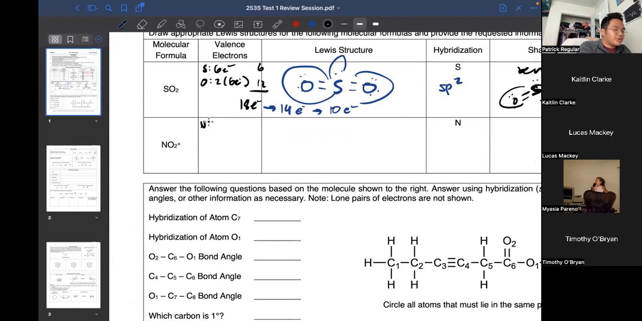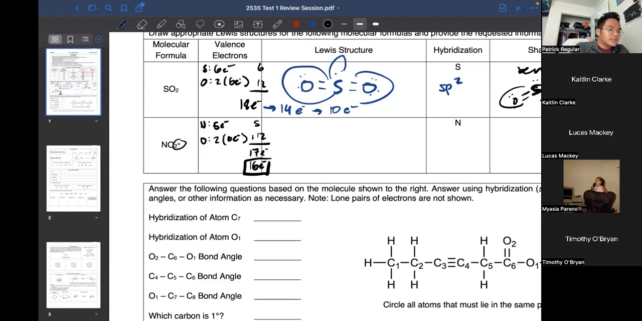NO2+. So nitrogen has 5 electrons. Oxygen, again, we have 2 of these and 6 electrons total. So we have 5 plus 12. It's going to be 17 electrons. However, the thing to notice is that there's a charge. There's a +1 charge there. So it's missing an electron that it normally has. So it was oxidized. So we actually have 16 valence electrons.